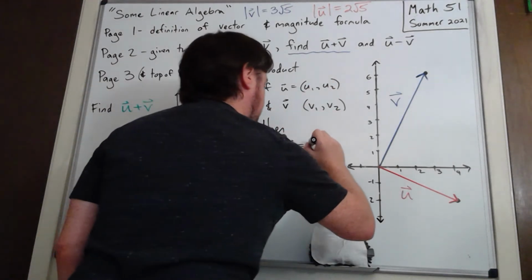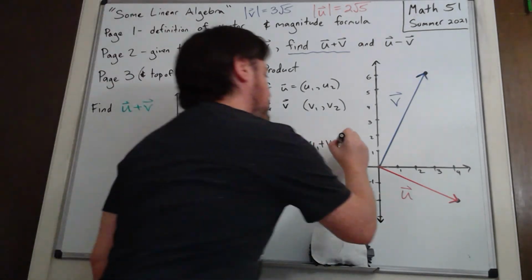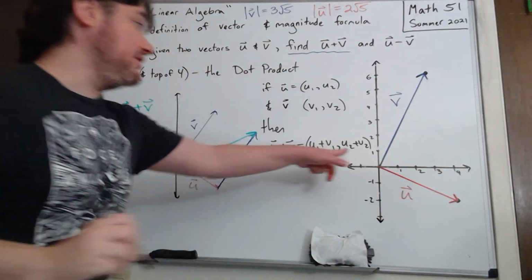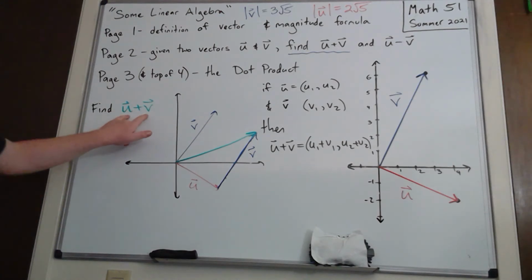was this. u1 plus v1 becomes your first coordinate. u2 plus v2 became our second coordinate. Okay, so mathematically, it's nice. You add the x coordinates, add the y coordinates, that becomes it. So if you're doing that, but visually, it's that.